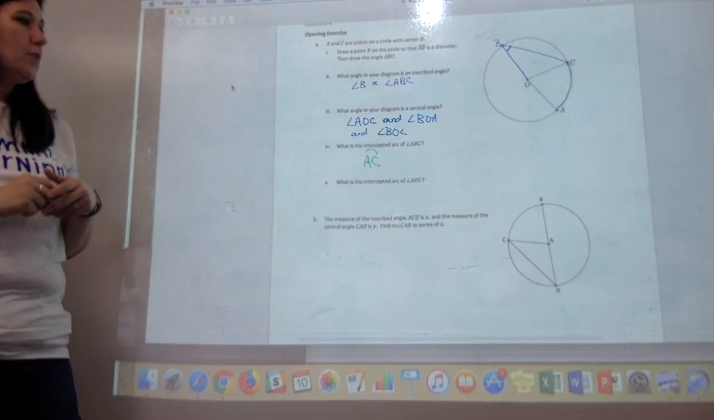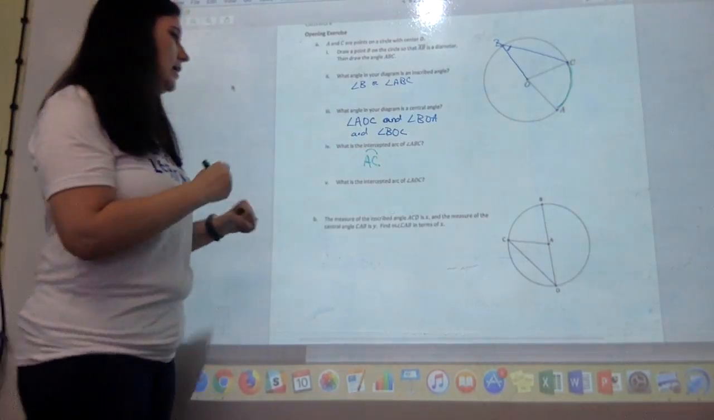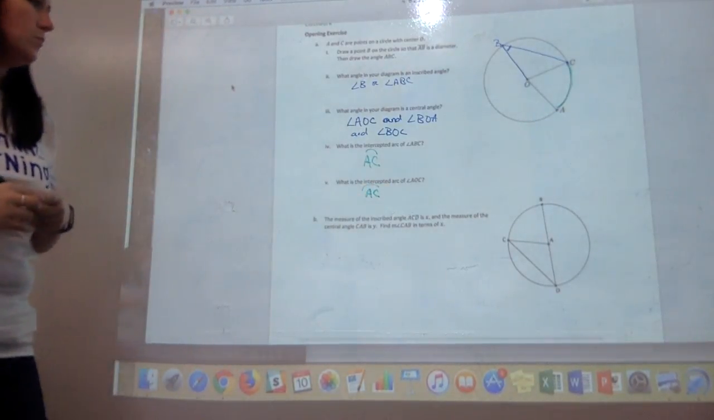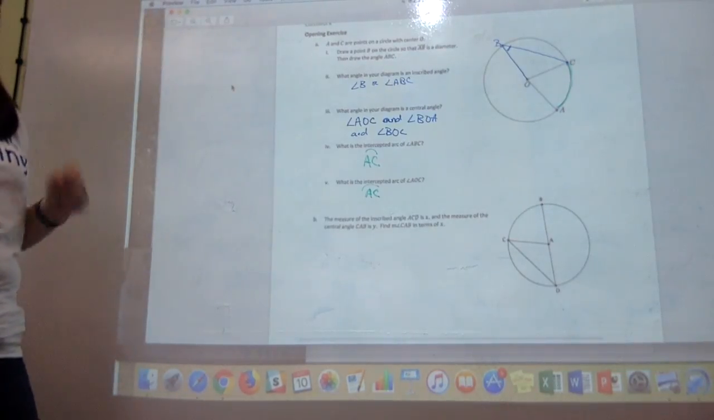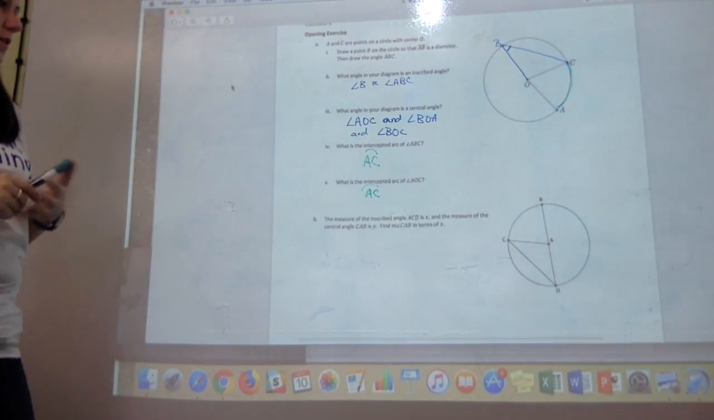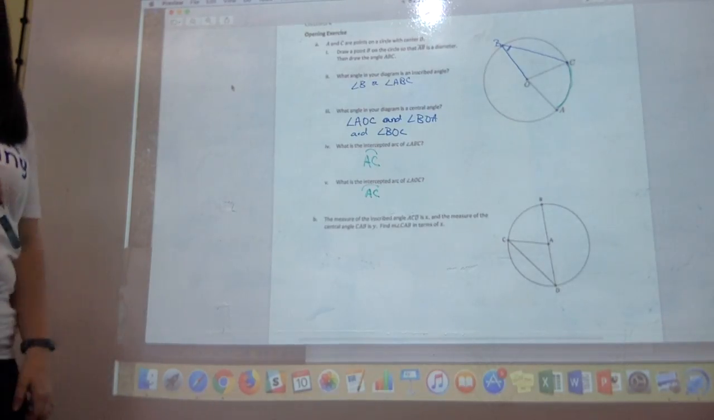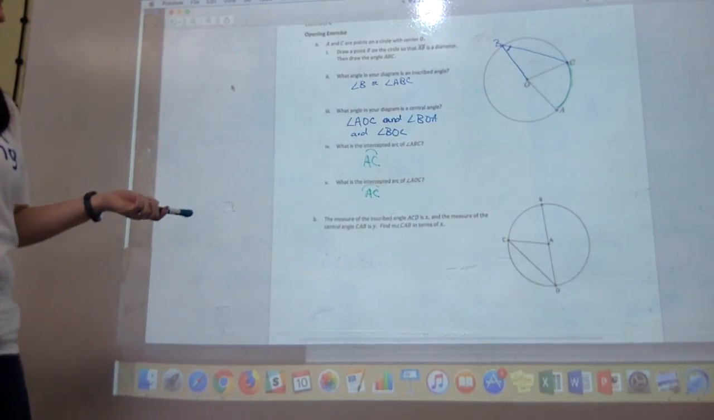What's the intercepted arc of angle AOC? Same thing, arc AC. That's why it's intercepted. Intercepted just means the arc that's between the two ends, the two rays. Oh, intercepted doesn't mean that they both have it? No, not necessarily.